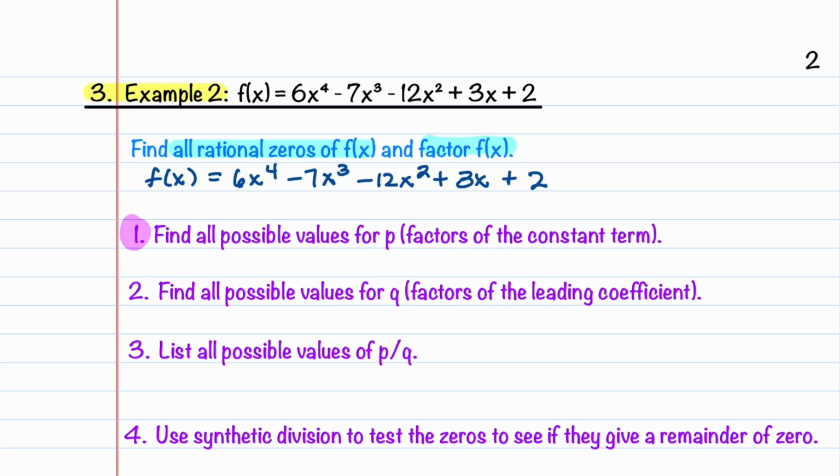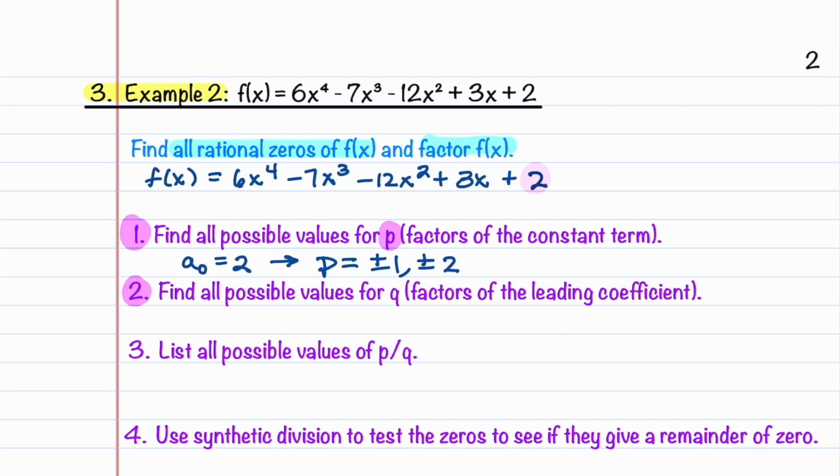We're going to start by finding all possible values for p. Those are the factors of our constant term. Our constant term, a0, is equal to 2. Let me go ahead and highlight that right up here. And then that tells us that p is the factors of 2, so it's going to be plus or minus 1, and then plus or minus 2.